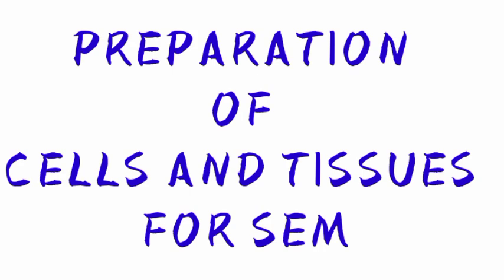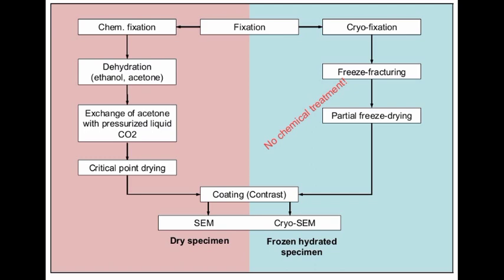Preparation of cells and tissue for SEM. The typical preparation procedure for cells or tissue for scanning electron microscopy includes the steps depicted in this figure. Left, classical preparation pathway for scanning electron microscopy. The specimen is chemically fixed and dehydrated as described for classical preparation for TEM, followed by critical point drying and coating. On the right side, the cryo preparation pathway.